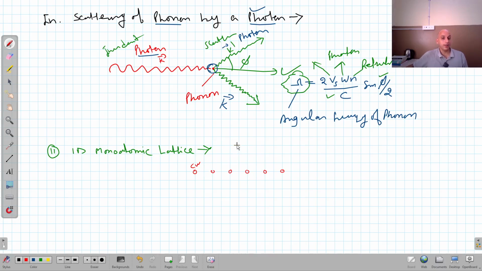But if I take the case of sodium chloride, then we have a diatomic lattice, right? Two different atoms are there. So monoatomic means all the space lattice is made up of a single type of atom. So we are considering only the one-dimensional case, or we can say all these atoms are connected by means of elastic strings, right?